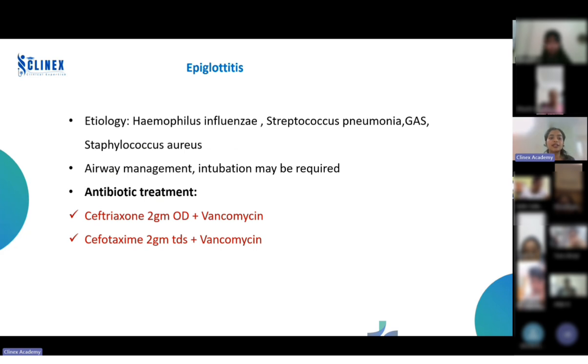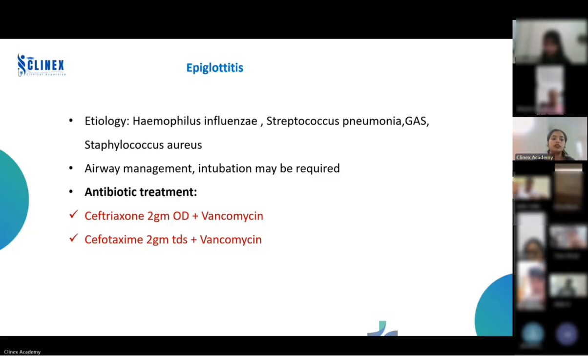Next is epiglottitis, that is the infection and inflammation of the epiglottis. The usual causes: it can be caused by Haemophilus influenzae, Streptococcus pneumoniae, Group A Streptococcus. Group A Streptococcus is Streptococcus pyogenes, I forgot to tell you before. It usually causes cellulitis, necrotizing fasciitis, soft tissue infections, and all. So that is an etiology. The next is Staphylococcus aureus.